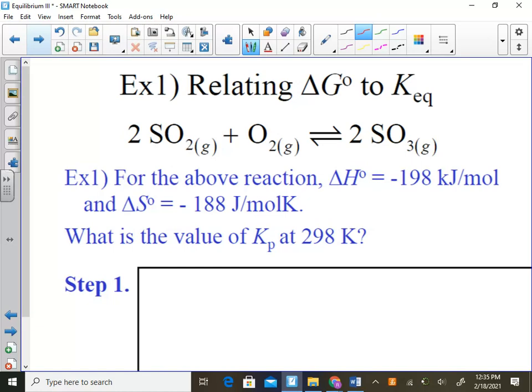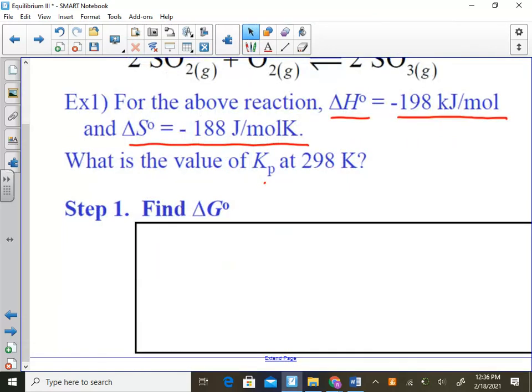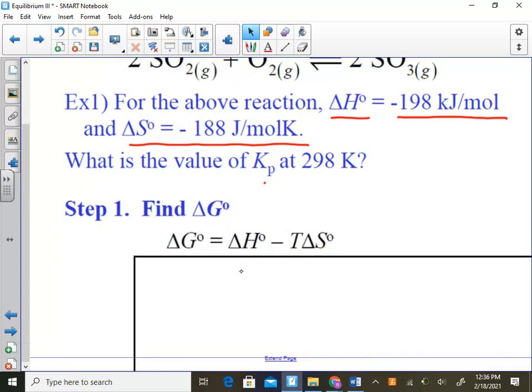Okay. So looking at this, here is another problem. Now, it says for the above reaction, we know delta H and we know delta S. And we want to know what's the value of Kp at 298. Okay. And so step one would be to use these two guys and find delta G. And so finding delta G, we would do the going home to supper equation.